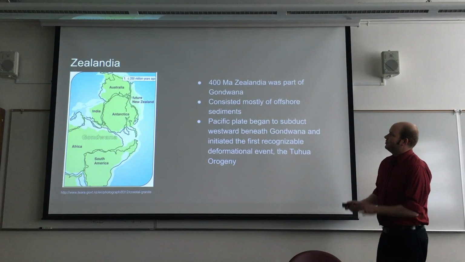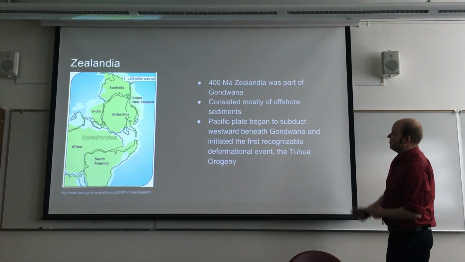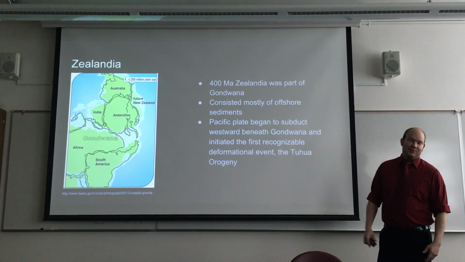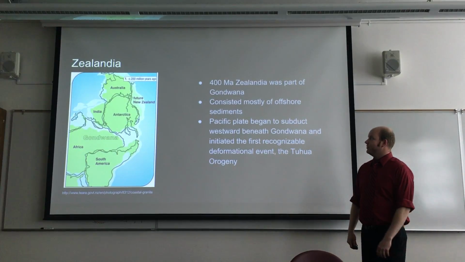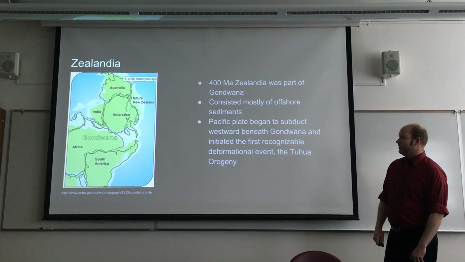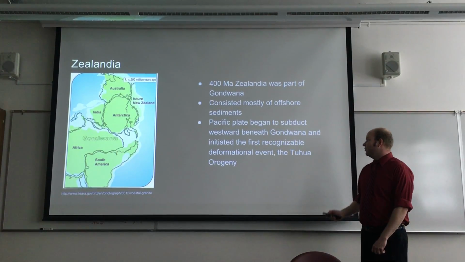So to start off, we have future New Zealand over here, also known as Zealandia. And about 400 million years ago, it was part of Gondwana, consisting mostly of offshore sediments just being deposited off of Gondwana from the mountains. Eventually, the Pacific plate began to subduct westward beneath Gondwana, and it initiated the first recognizable orogeny, which is the Tuhua.